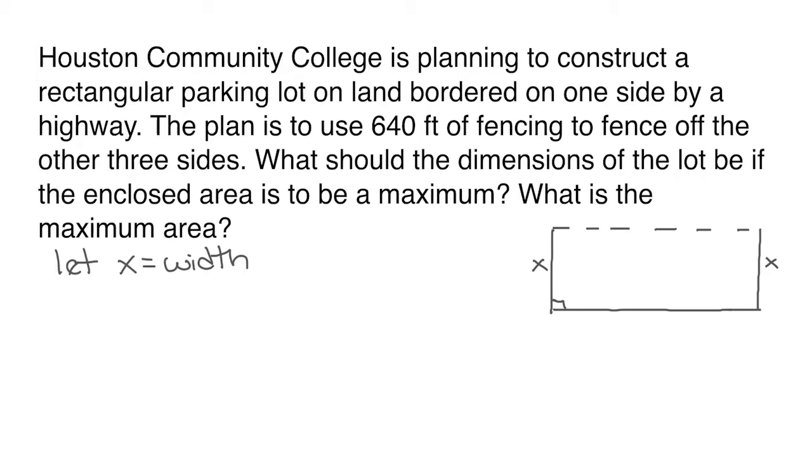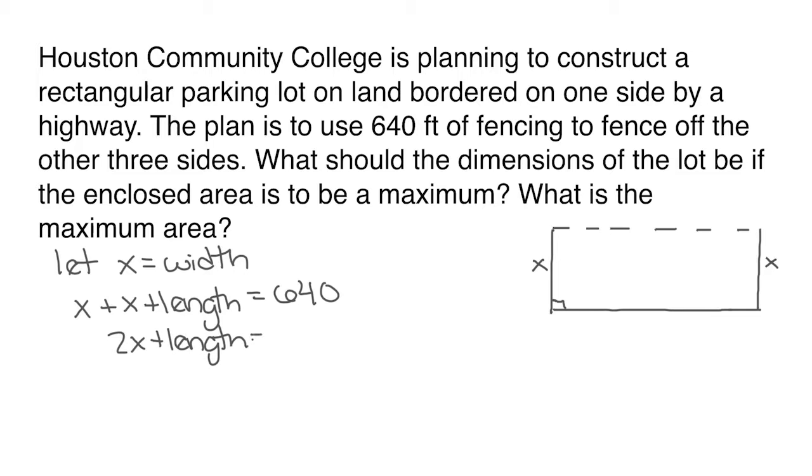We're told that the plan is to use 640 feet of fencing, and thus we know that x plus the length plus x is equal to 640 feet. In other words, 2x plus the length is equal to 640, and thus the length is equal to 640 minus 2x. So now we have an expression for our width and for our length.